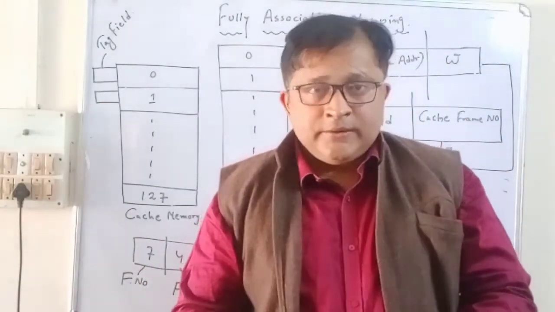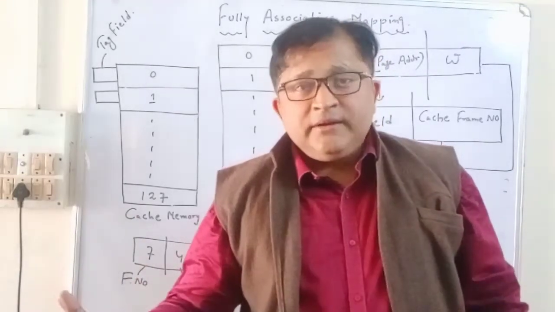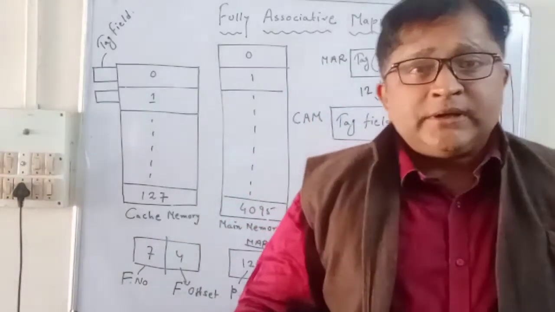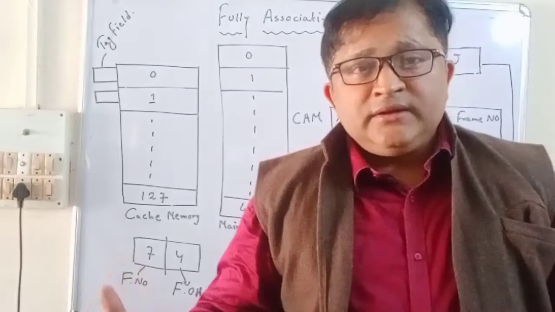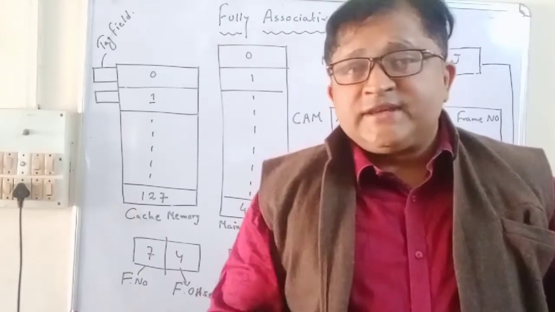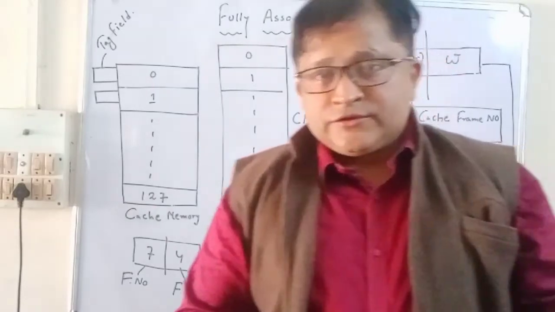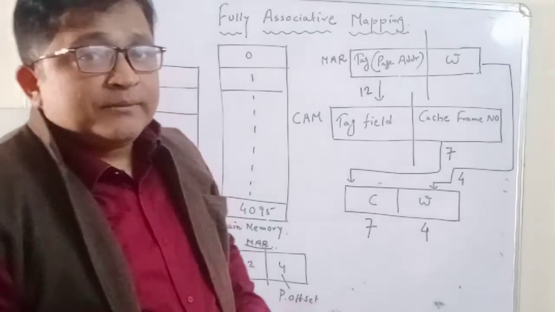Associative mapping is the mapping where any page of the main memory can be loaded into any frame of the cache memory, and that is made possible with the help of associative memory. Another name for associative memory is CAM, that is, content addressable memory.